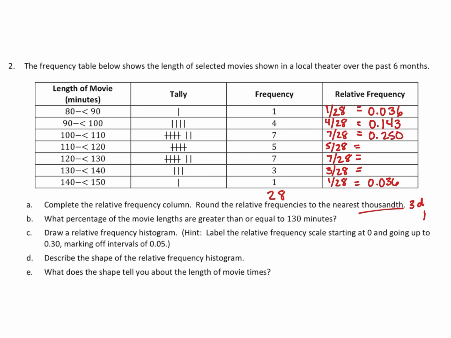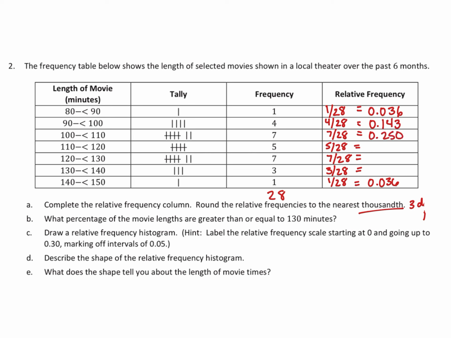5 divided by 28 is 0.1785. The 5 rounds that 8 up to a 9. And 3 divided by 28 is 0.107. The next number is a 1, so the 7 just stays where it is.